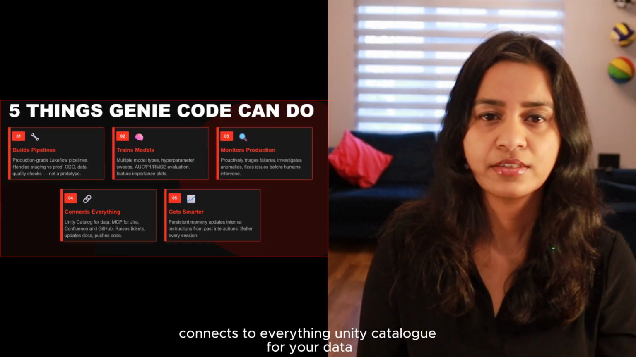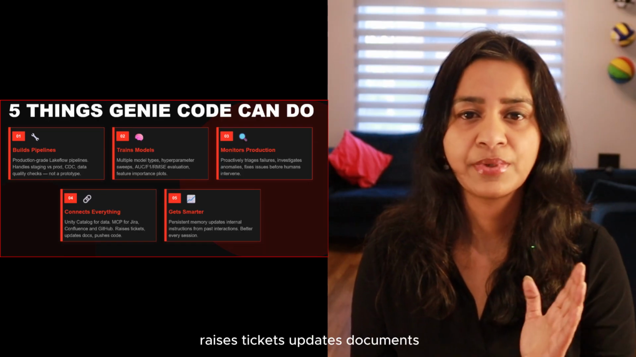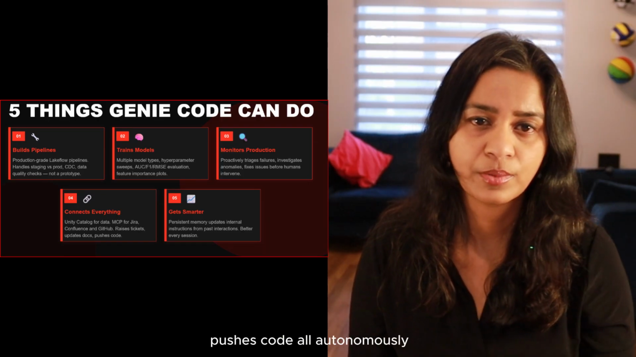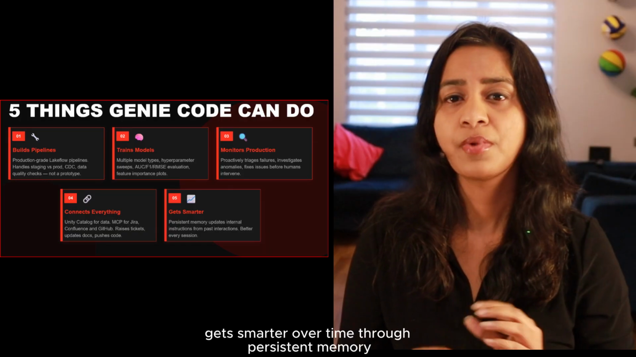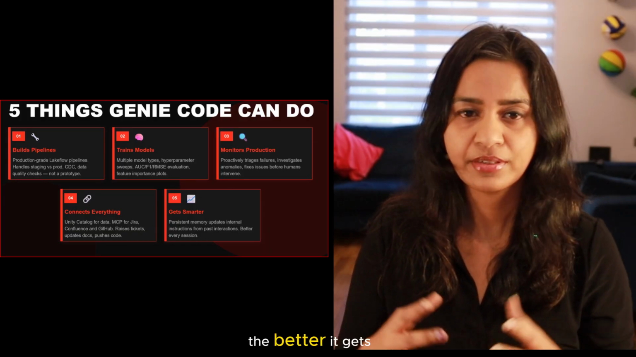Number 4, connects to everything. Unity Catalog for your data, MCP for Jira, Confluence, and GitHub. It raises tickets, updates documents, pushes code, all autonomously. And number 5, gets smarter over time through persistent memory. The more your team uses it, the better it gets.